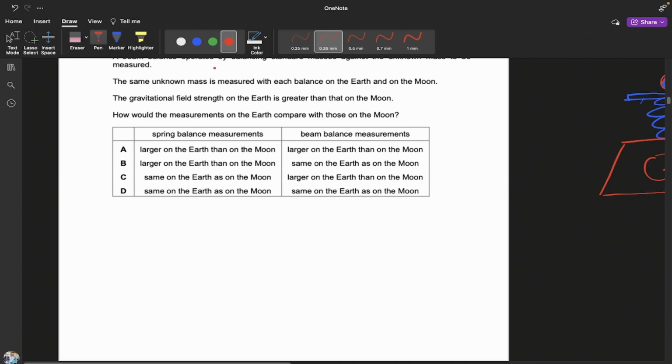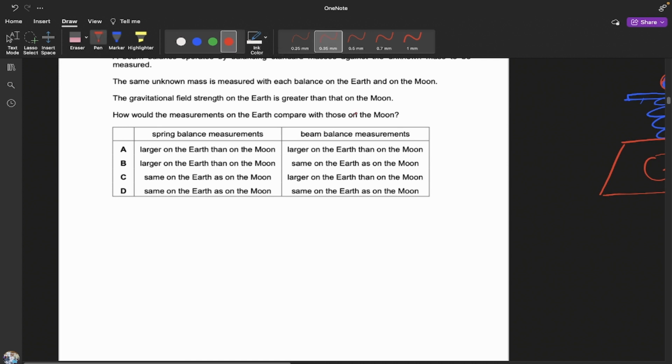The gravitational field strength on Earth is greater than that of the Moon. This is not the exact value, but the Moon's gravitational acceleration is 1/6 of Earth's. Don't confuse it with mg, which means mass times g, the weight. Moon's gravitational acceleration, I'll erase it. Just remember it's 1/6.